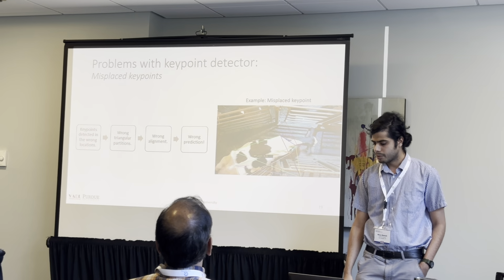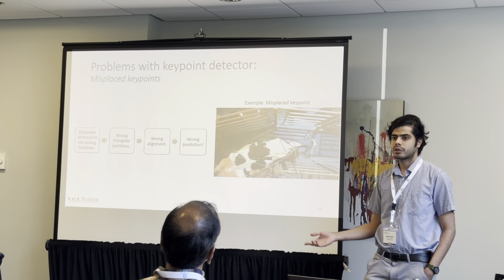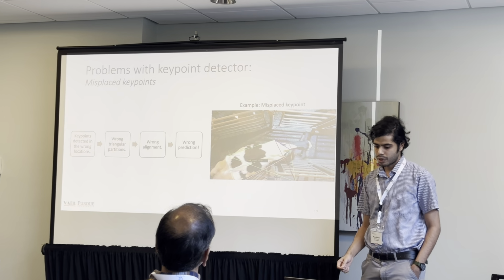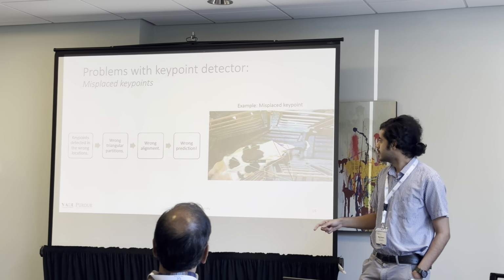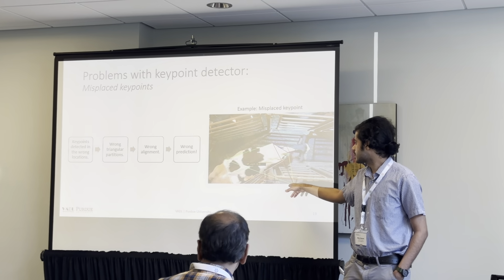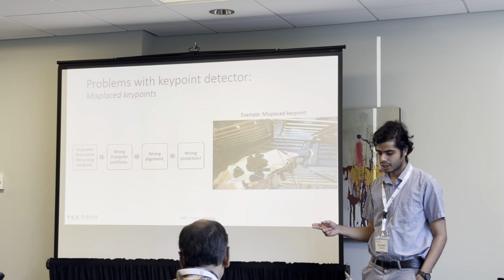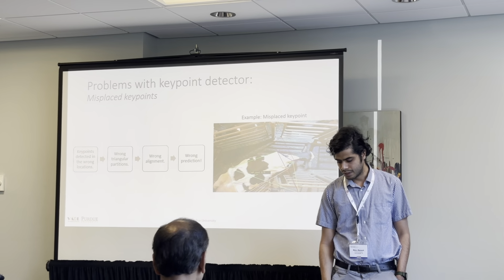There are more problems with the key point detector, as the one we use, Keypoint RCNN, is not perfect. One such problem is misplaced key points. Here you can see a key point that is misplaced. This leads to wrong triangular regions, and that leads to wrong alignment and wrong prediction.